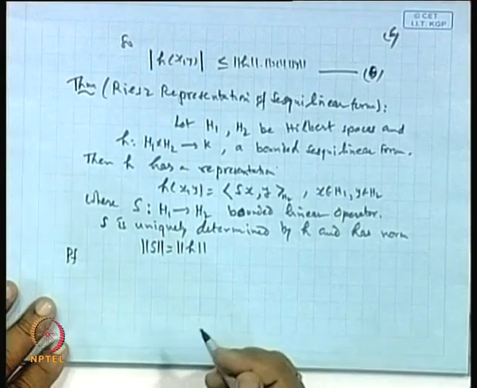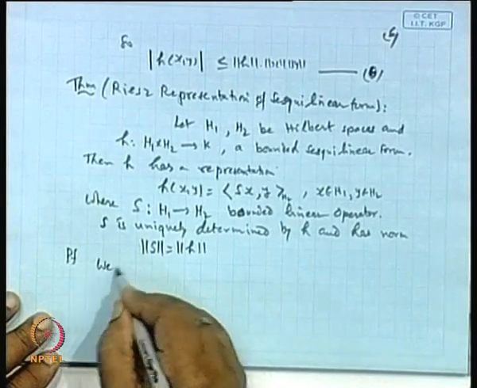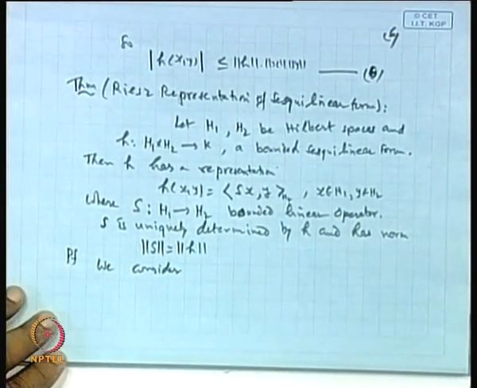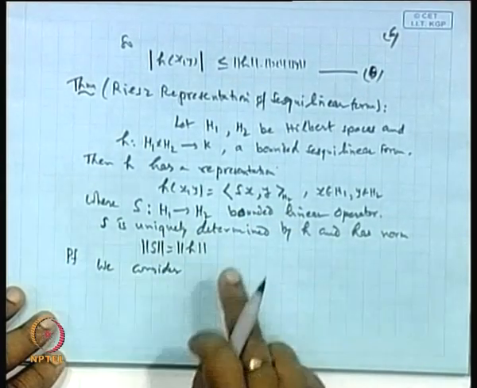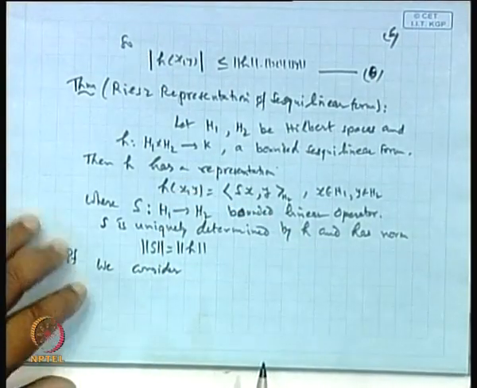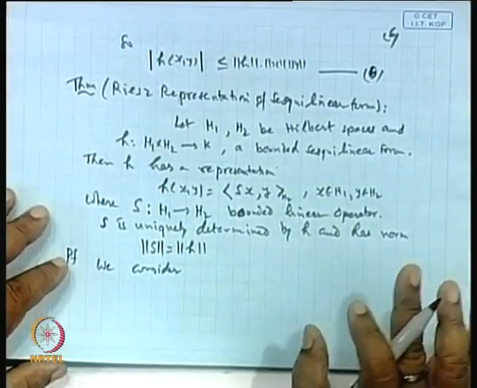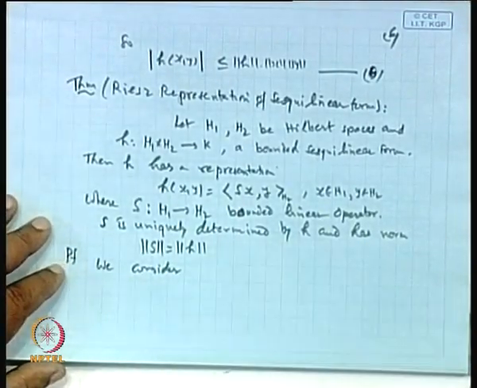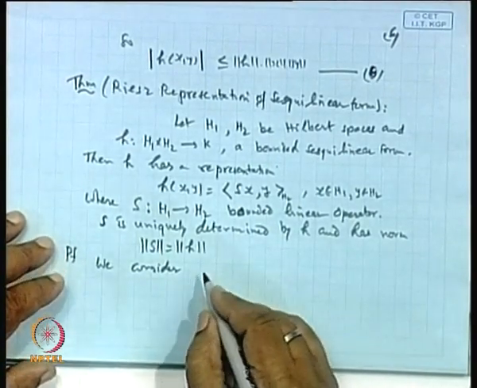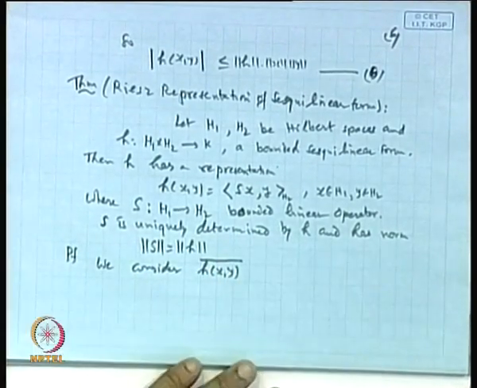So, first, in order to prove that H has this representation, we consider... Uniqueness follows from the previous result, because we will make use of it. Another point is that S should be unique, determined by H. Okay. So, we consider the conjugate of H of x, y. Let us consider this.